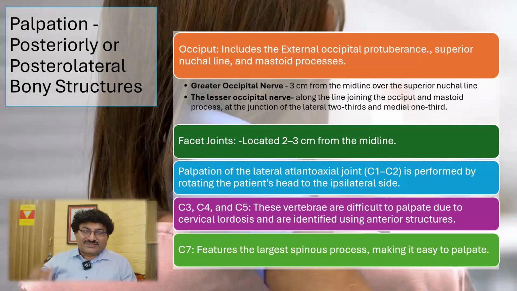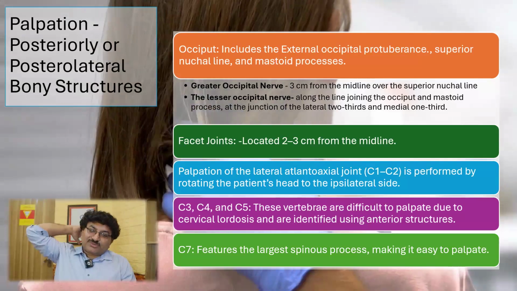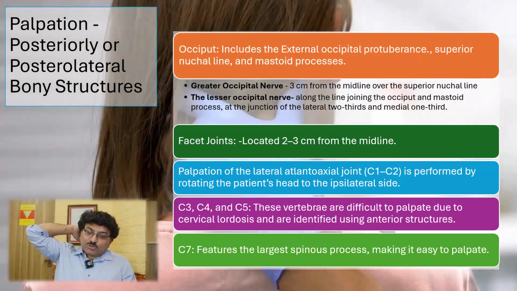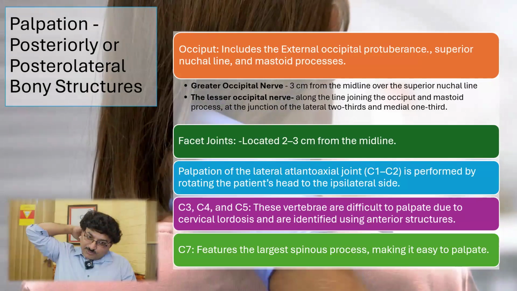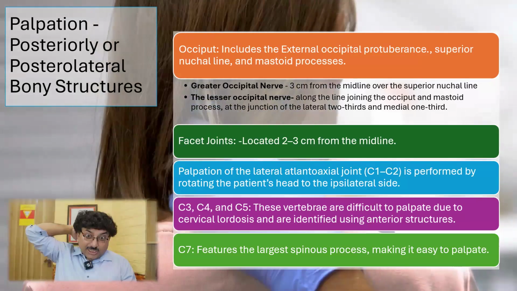Now, facet joints, as I told, are present 2 to 3 centimeters from the midline. And remember, facet pain is one of the commonest types of pain, probably after the myofascial or muscle origin pains. So that could be another possible cause of pain. So check the facets. Okay.